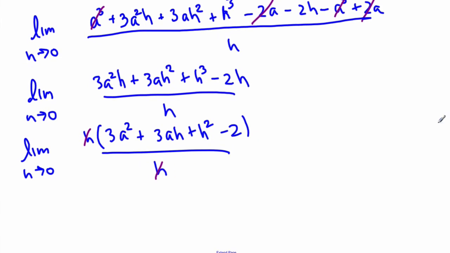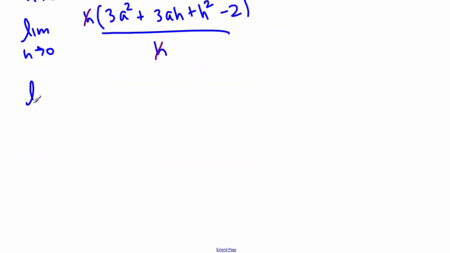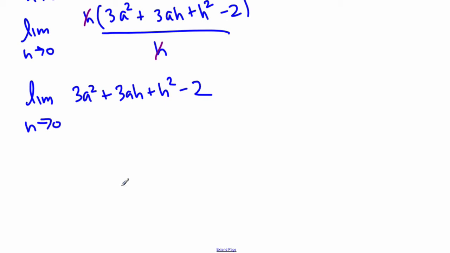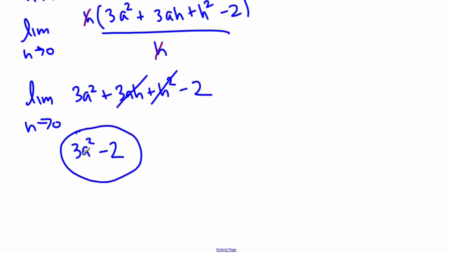Almost done now. We've gotten rid of h, which means we're looking at the limit as h approaches 0 of 3a squared plus 3ah plus h squared minus 2. Okay, if I substitute in 0, it's just the a's, no h's, so 3a squared, that's gone, minus 2. Here's our slope.